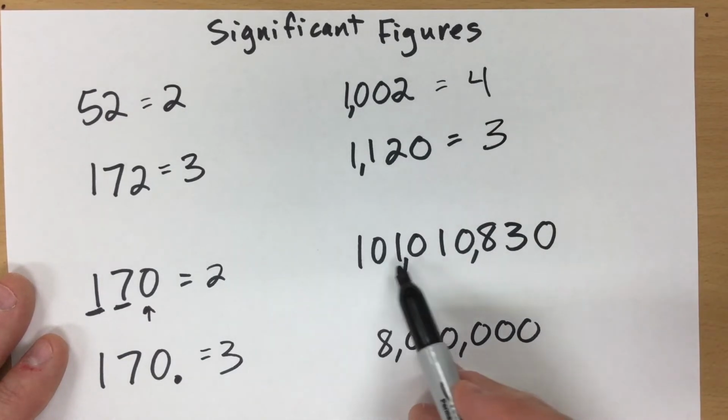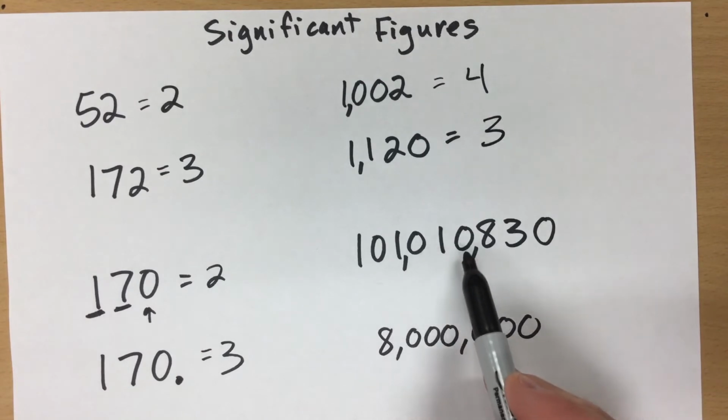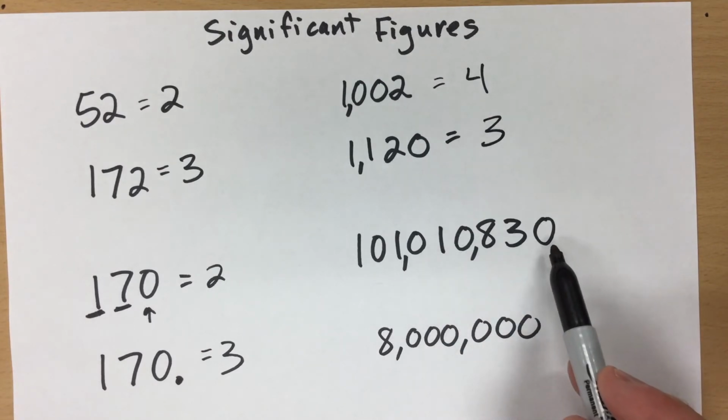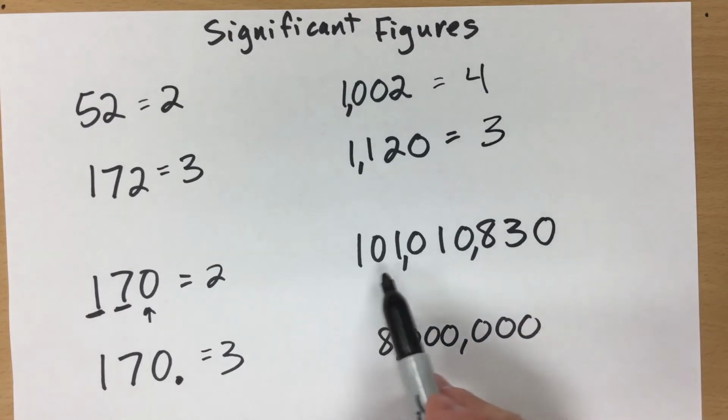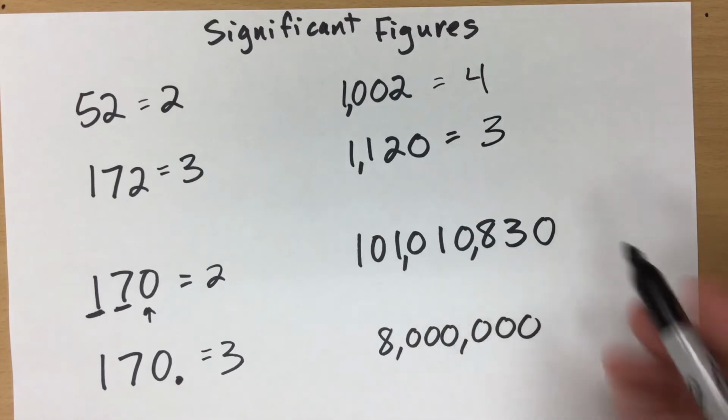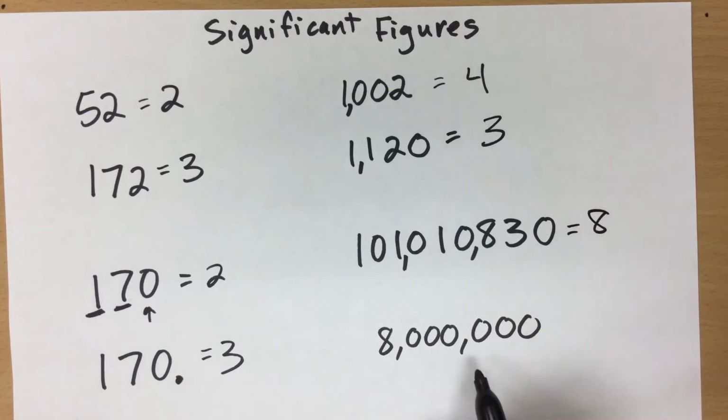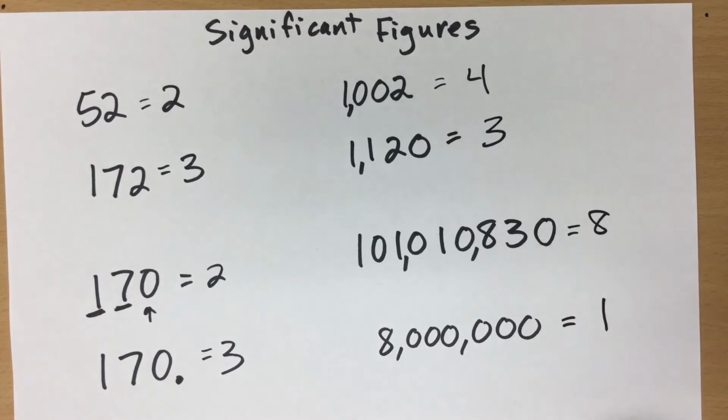Zeros in between 1 through 9, zeros in between 1 through 9, zeros between 1 through 9, and a 0 at the end. We don't count that one. So 1, 2, 3, 4, 5, 6, 7, 8. 8 sig figs. This one here, this must be some kind of device that measures by the millions. 6 million, 7 million, 8 million. There's just 1 sig fig here. But the minute I put a dot here, it must have been something that measured to the ones place. So this is just a basic look at significant figures and how to answer some of these.